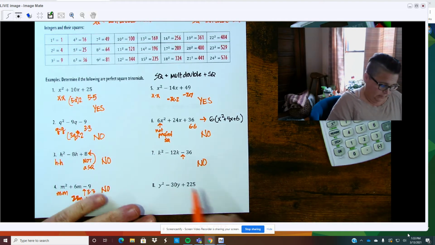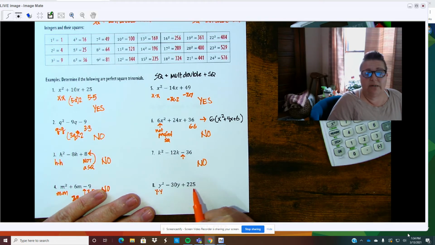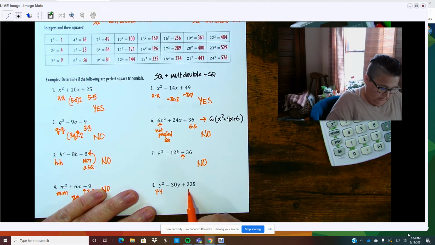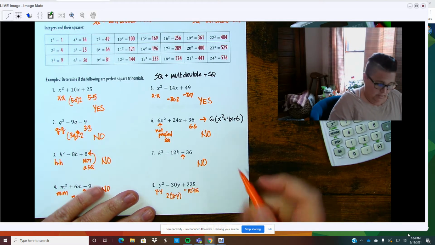Is the last one a perfect square? Well, y squared is indeed y times y. 225. There we go. It is 15 times 15. So if I multiply a 15 and a y together, and I double it, do I get 30? I do get a 30, but this is a negative 30. So that means I would need both of these guys to be negative 15s, because negative times a negative is still a positive. So that would work. So this is a yes.